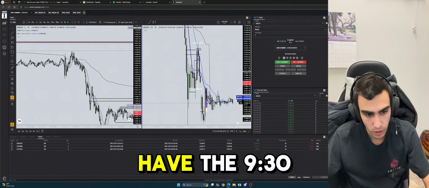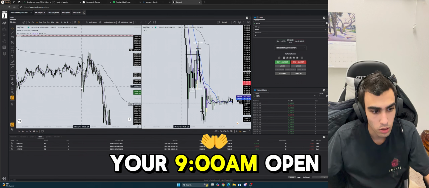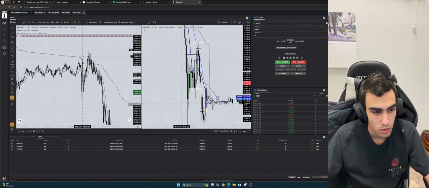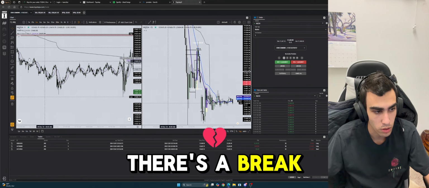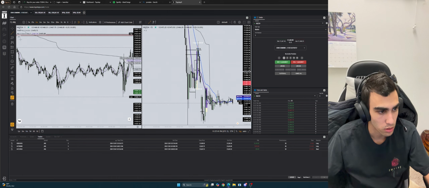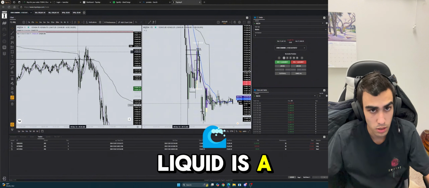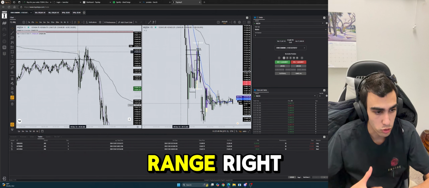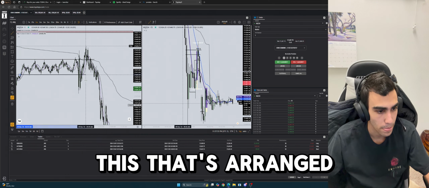So here we have the 9:30 open. This candle that's black is your 9:30 a.m. open. Price recuperated back up. Does it break above this range? I will mark out the range real quick, I forgot to do that. It does break above it. So this candle was a breaker above our range. This is basically all consolidation right now. Yeah, that's our range.